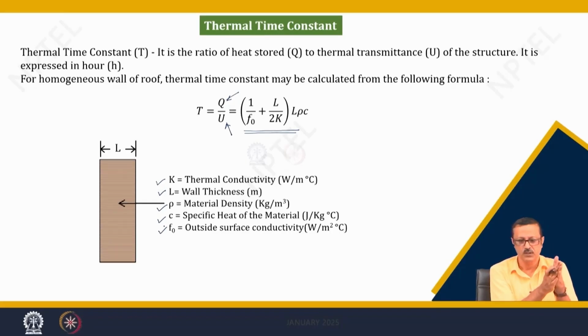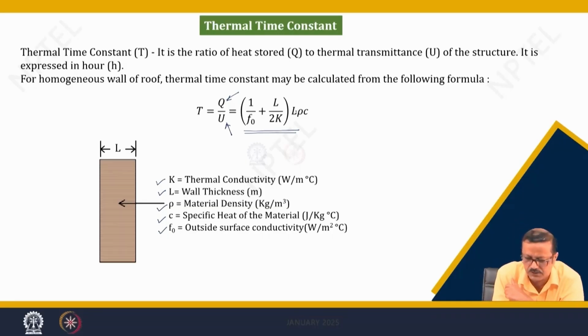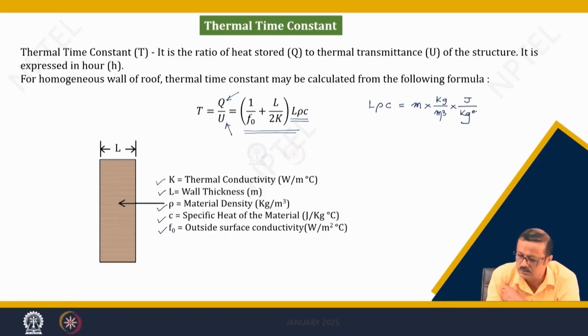Here, L is going to be in meter. I am first computing this product of L, rho and C. The unit of L will be meter, the density is kg per meter cube, and the specific heat is joule per kg degree C. So, this kg and this kg get cancelled, and this is going to be meter square.